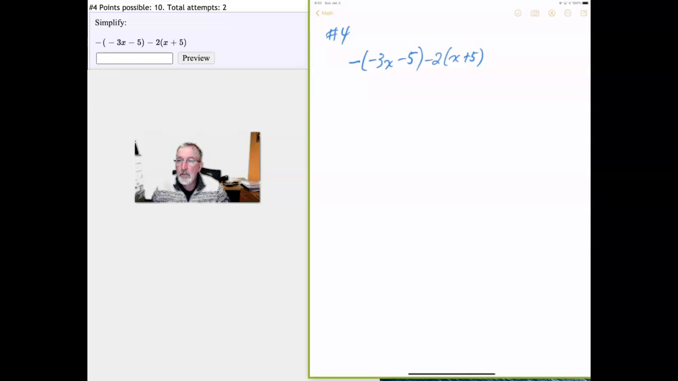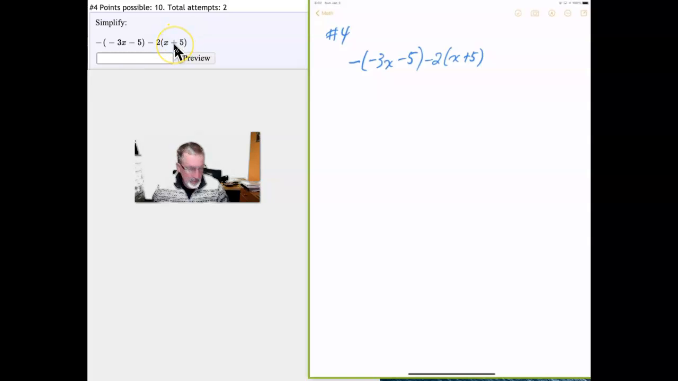Okay, let's continue. This is Math 53, Unit 1 practice test, question 4. We're asked to simplify this problem, and we're going to have to use the distributive property. So this is negative, and what's negative is everything inside the parentheses here. So we're going to distribute this negative sign over these two elements in a minute. But we've got negative this minus 2 times all of this.